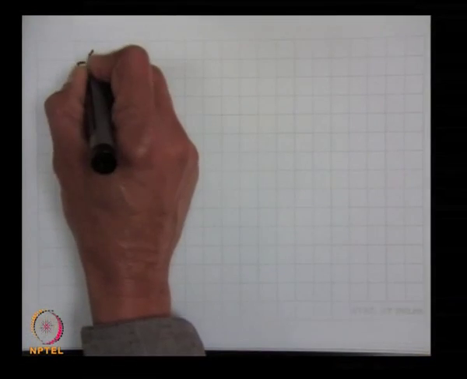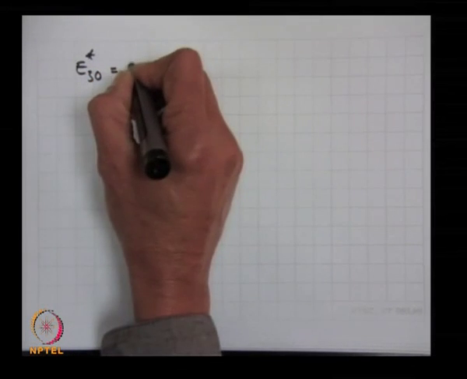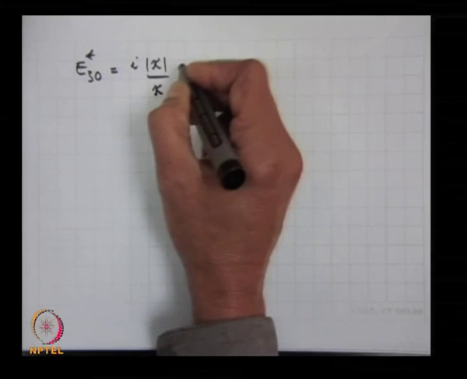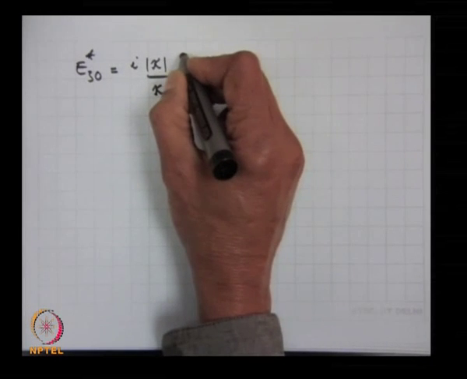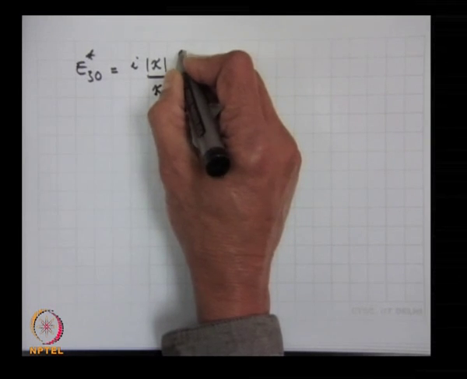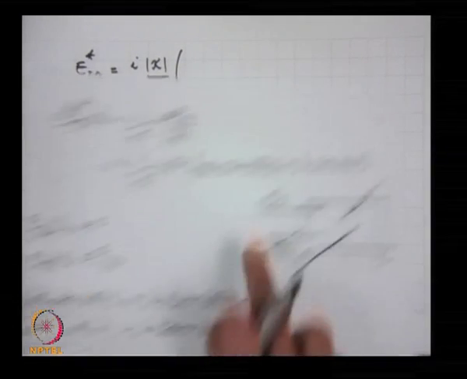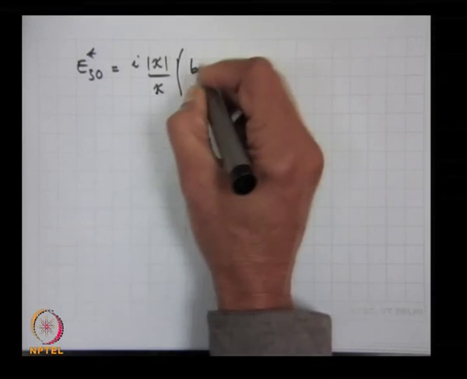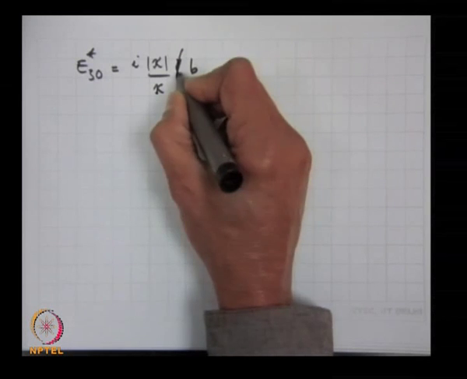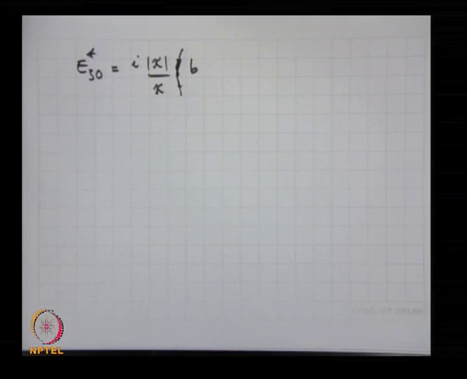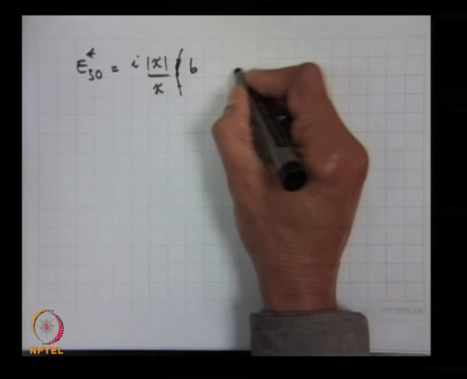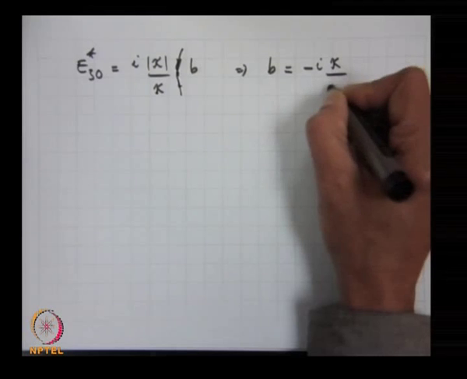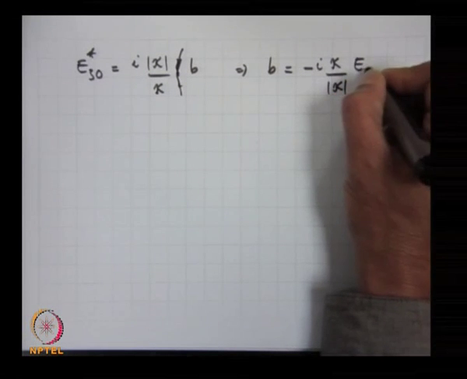So I will get E3 star 0 is equal to i mod kappa by kappa. Okay. So z is equal to 0, so the first term goes off here. So I will simply get B times, okay, so this implies B is equal to minus i kappa by mod kappa into E3 0 star.